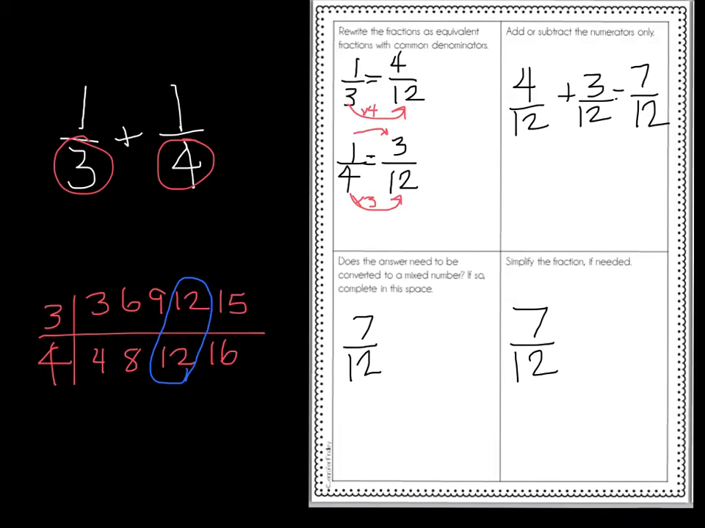Now, I move here. Do I need to simplify my fraction? Well, I know that 7 is a prime number. The factors of 7 are 1 and 7. Now, 1 is a factor of every number, so that's not going to help me simplify. How about 7? Can I divide 7 into 12? Nope. That tells me that 7/12 is in its simplest form. My answer to 1/3 plus 1/4 is 7/12.